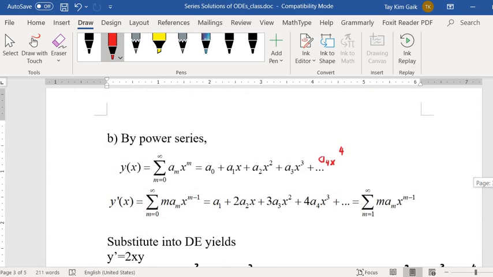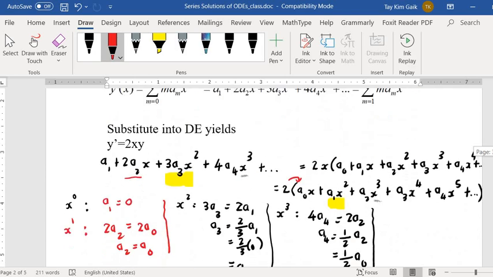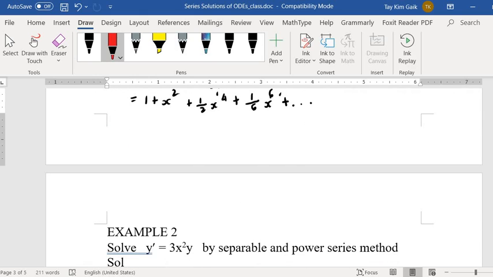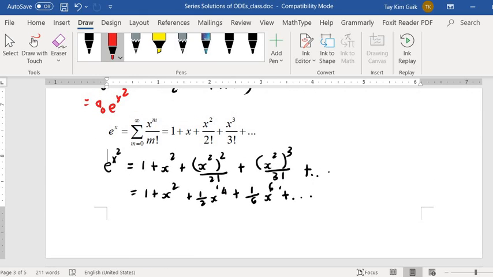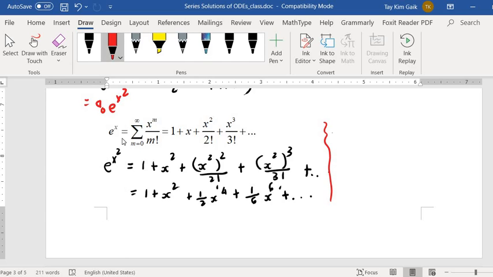Now you notice you get the same solution as what you obtained in separable techniques. This is what we call substitution of power series. For example, if we want the power series expansion for exponent negative x, then just change x to negative x. So this will be negative x squared over 2 factorial plus negative x cubed over 3 factorial and so on.